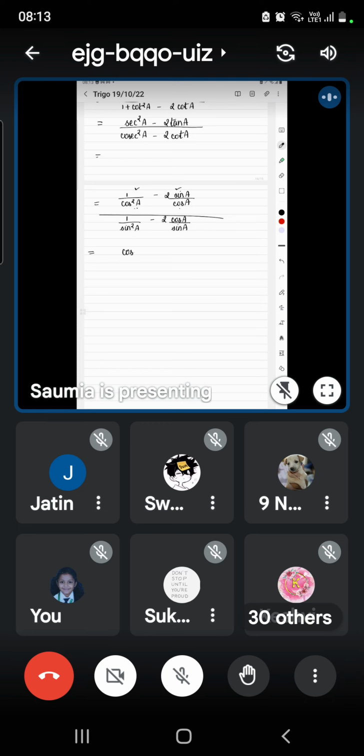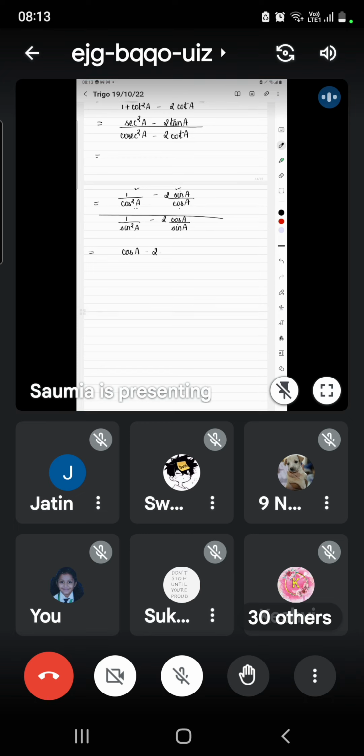So cos A minus 2 sin A, or I can just keep this as 1. Because if I multiply this by cos A, the denominator will become the same. So I can just write 1 minus 2 sin A cos A upon cos square A.